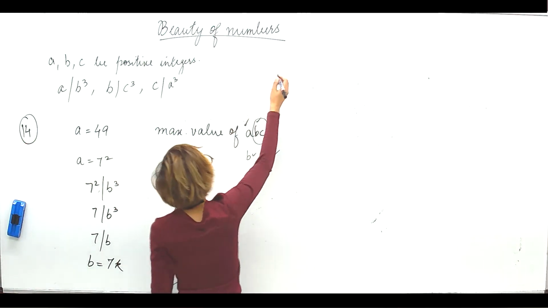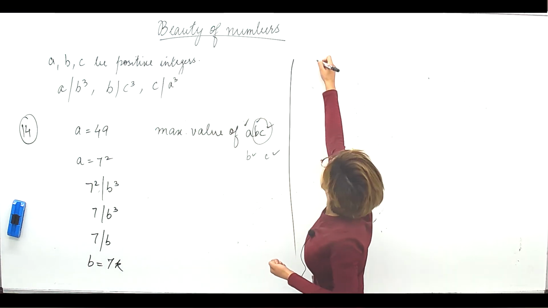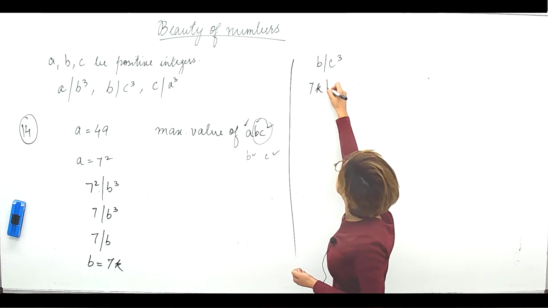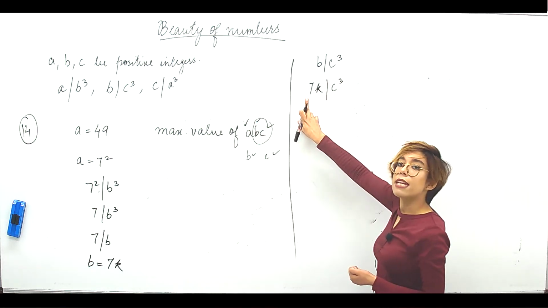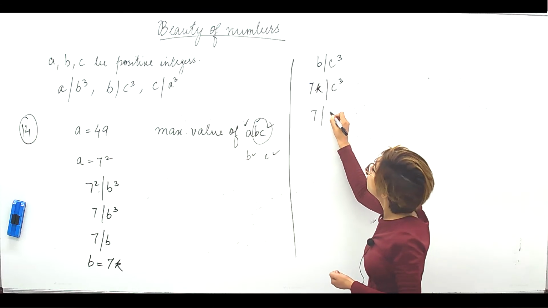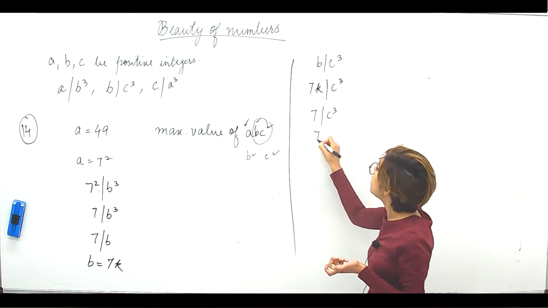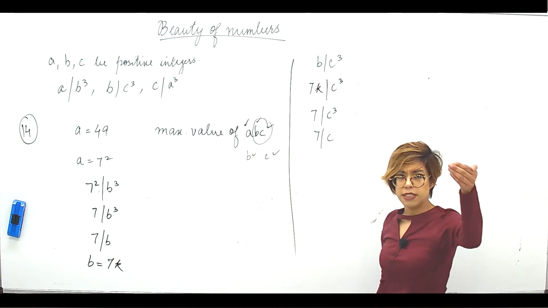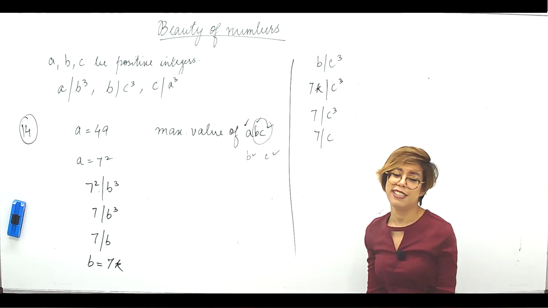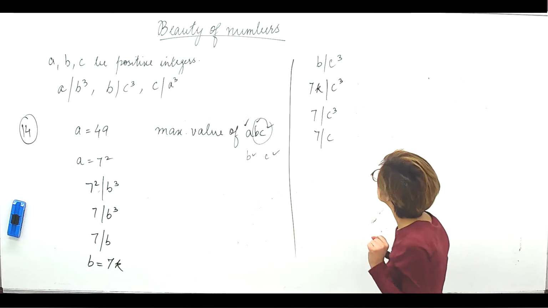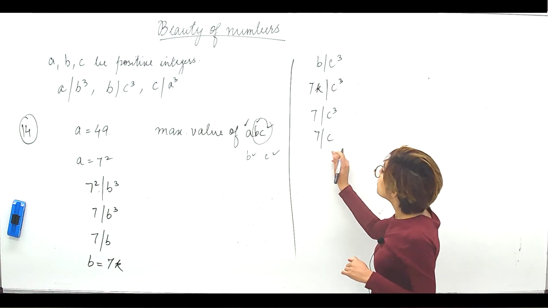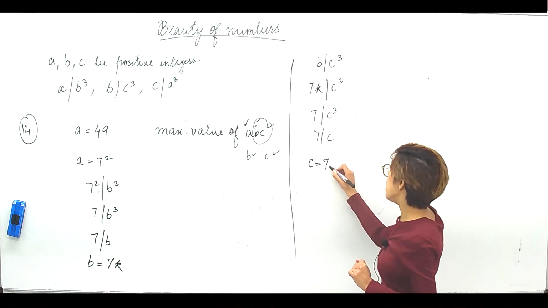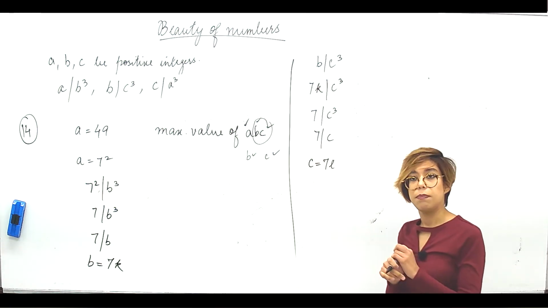Now, the second one. B divides C cube. Now, B is nothing but 7k form. So, 7k divides C cube. So, that means I can say that 7 divides C cube, or I can say that 7 divides C. Simple divisibility. These are all very logical steps which apparently you like. I don't understand why, but okay. So, that means C is of the form 7L, where L is definitely a positive integer.